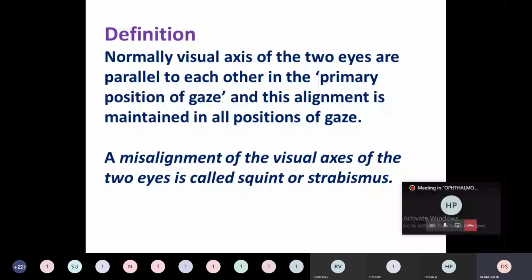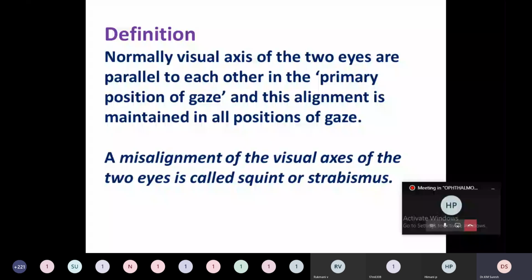Normally, whenever we are looking at an object, the visual axis of the right eye and the visual axis of the left eye are parallel to each other in any gaze except in convergence. In the rest of the gazes, in binocular movements, all the visual axes are parallel to each other. So we can say that normally visual axes of the two eyes are parallel to each other in the primary position of gaze, and this alignment is maintained in all positions of gaze. Misalignment of the visual axis of the two eyes is referred to as strabismus. That is the definition of strabismus.